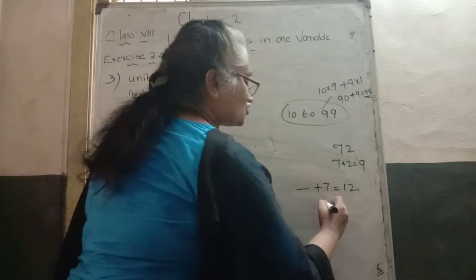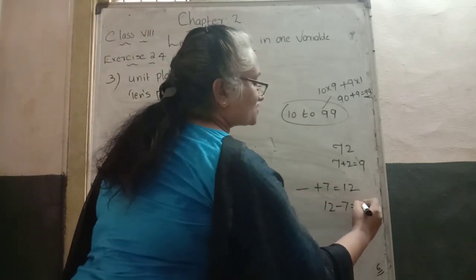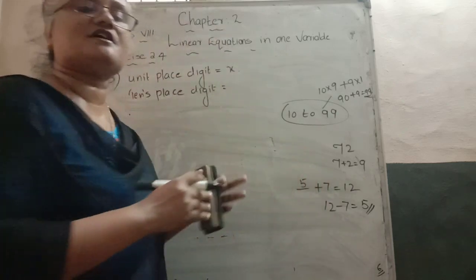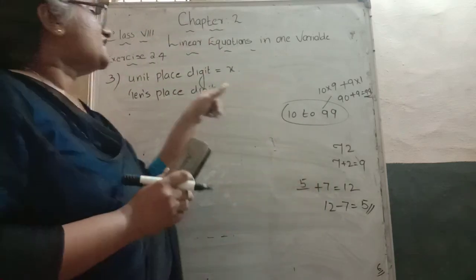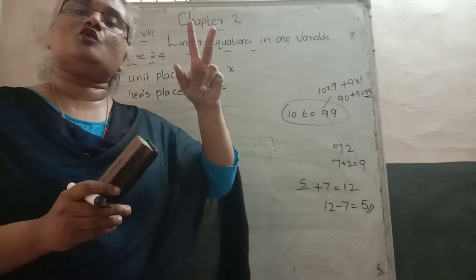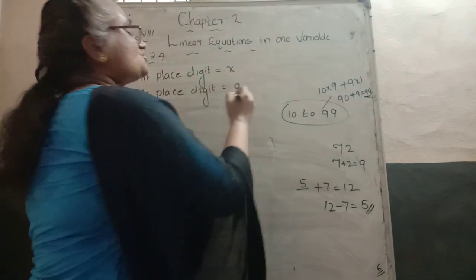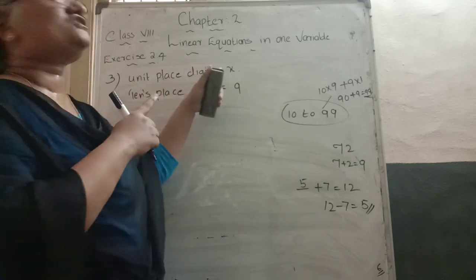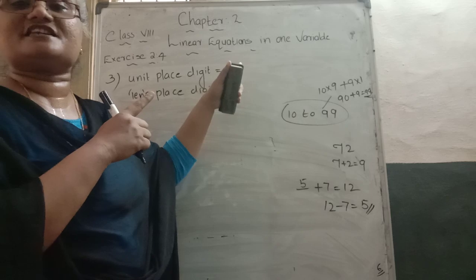So the result is 12. 12 is subtracted by 7. How much is the answer? 5. That's why the first number becomes 5. In the same way here, the sum is given. The two-digit number's sum becomes 9. And which digit do we know? The unit place digit. What is that? We take it as x.